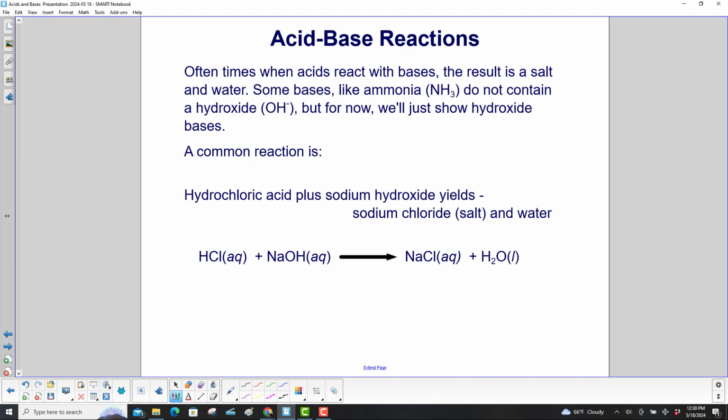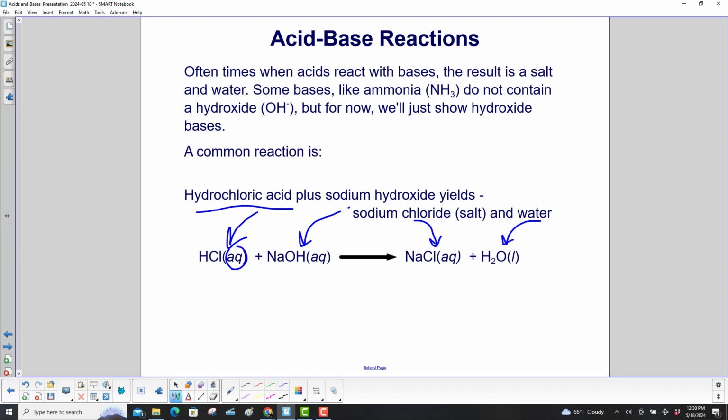Oftentimes, when acids react with bases, the result is a salt and water. Some bases, like ammonia, NH3, do not contain a hydroxide, but for now we'll just show hydroxide bases. A common reaction is hydrochloric acid plus sodium hydroxide yields sodium chloride, which is your salt, and water.